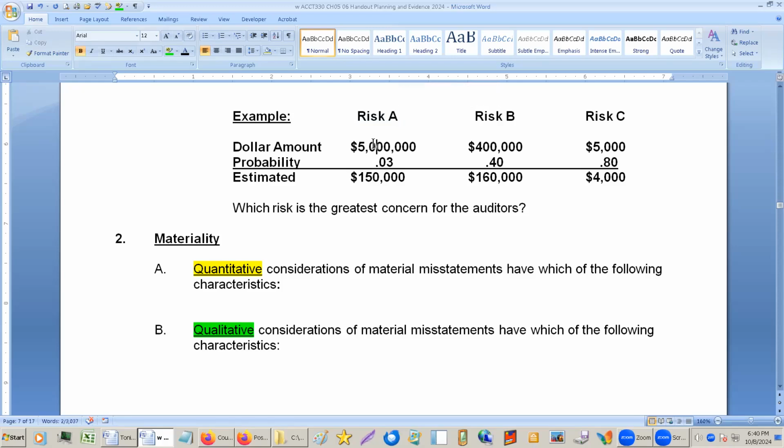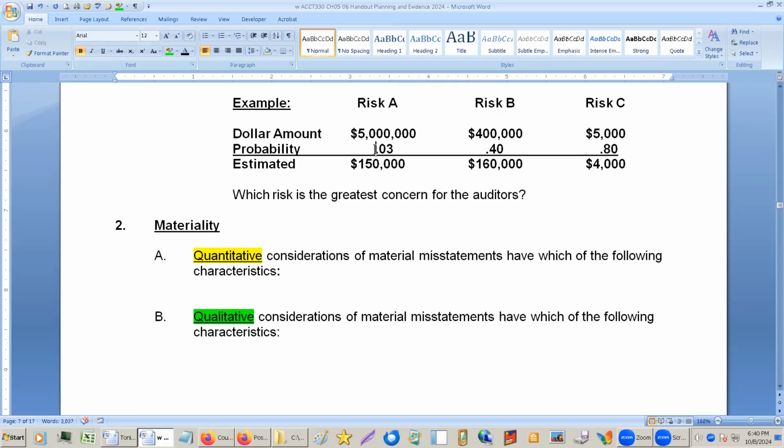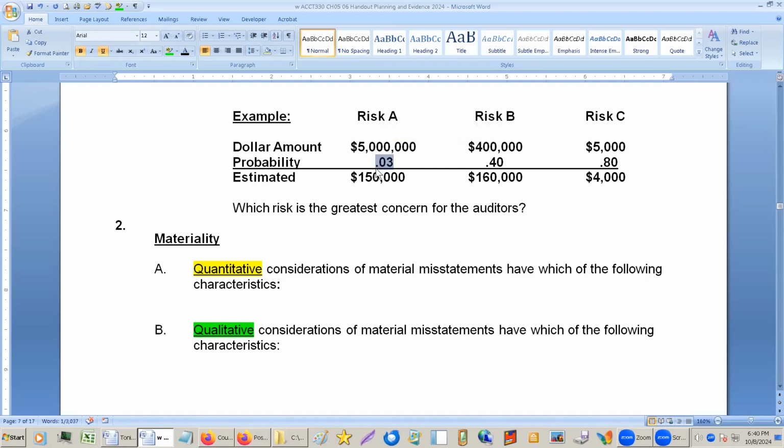A is a big number, a dollar amount of 5 million, but fairly unlikely. There's a 97% chance that this is not going to happen. Statistically, in 100 years, you wind up with 3 of those. So this is a fairly uncommon thing to happen. Even though it's a big dollar amount, the risk is low.